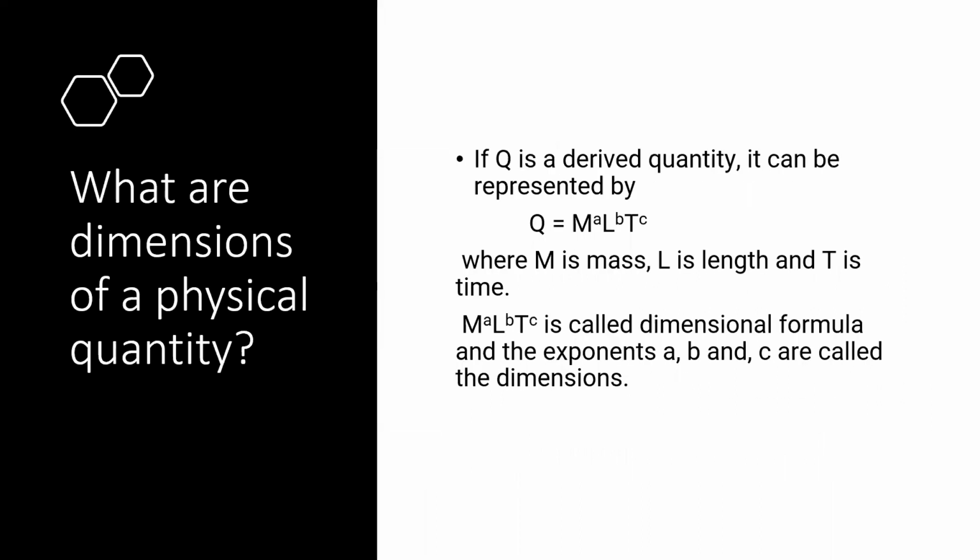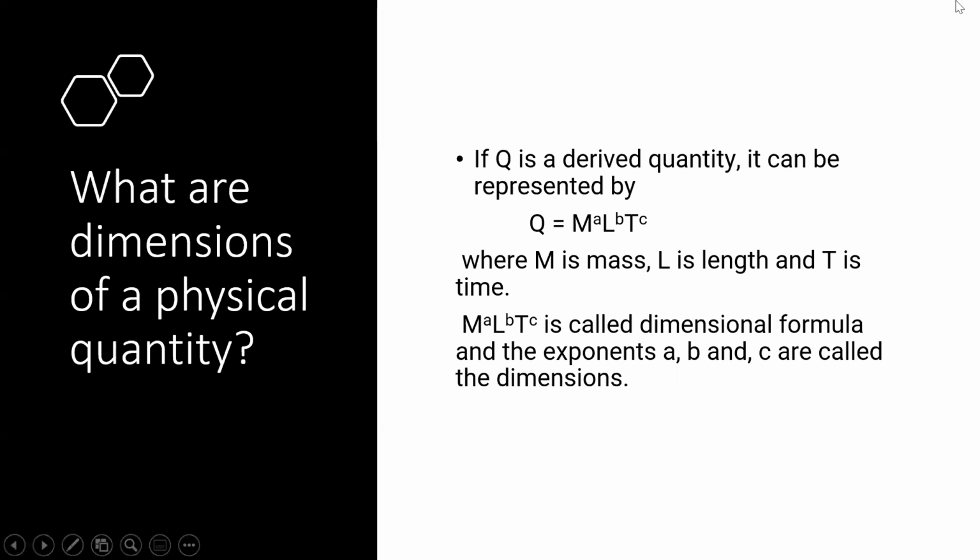So what are dimensions of a physical quantity? You know that all physical quantities can be classified as fundamental quantities and derived quantities. And you have already learned about 7 fundamental quantities, which are mass, time, length, temperature, luminous intensity, amount of substance, electric current. So all these are fundamental quantities, and any other physical quantity in the universe which can be derived in terms of these fundamental quantities are called derived quantity.